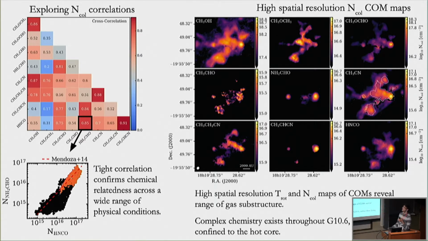And by doing this, we notice that there's a range of gas substructure traced by these molecules. And we realize that complex organic chemistry is occurring outside just the hot core region. So this is the hot core right here, but we see a variety of chemistry happening outside of the hot core, and it's not simply confined to the hot core region. And because we were able to do something like this, we can explore correlations between molecules, and that's shown here to the side, and basically look for spatial correspondences between these molecules.